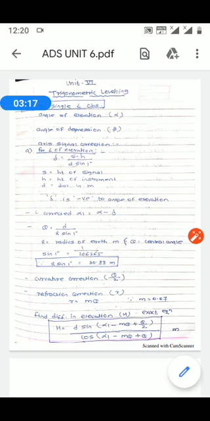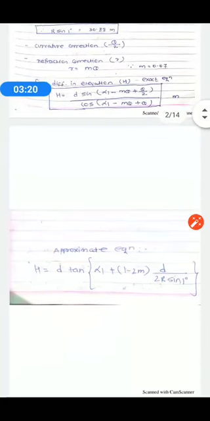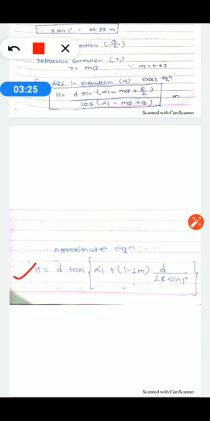Now next, again we have one simple formula, that is the approximate equation. Approximate equation can be written as H is equal to d tan (alpha 1 minus (1 minus 2m) upon d upon R sine of 1 second). What we have considered is that after neglecting theta we get this simple formula, that is sine upon cos we know is tan. Therefore H is equal to d tan (alpha 1 plus (1 minus 2m) into d upon 2R sine of 1 second).